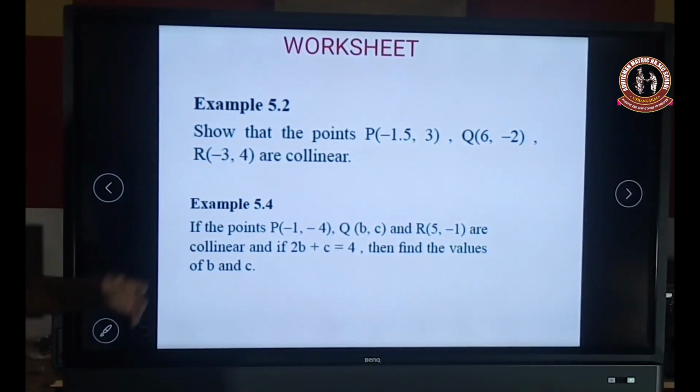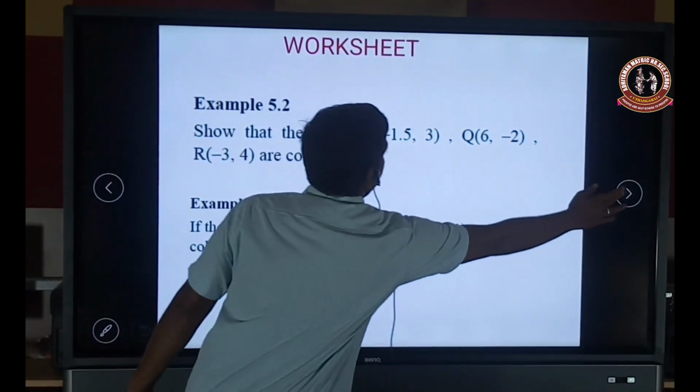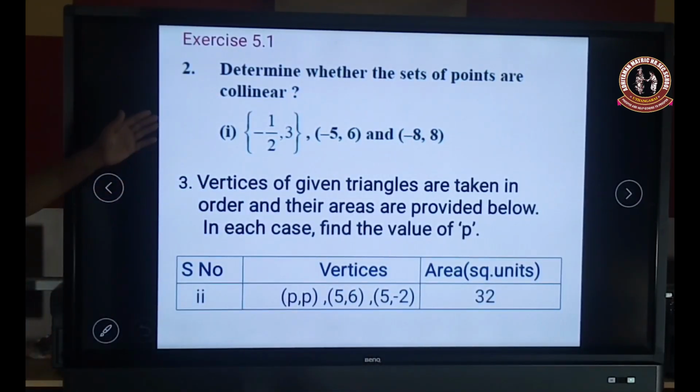Now you can take examples 5.2 and 5.4. In exercise 5.1, the second sum, first sum and third sum, you can take as homework. If you have any doubt, ask me.